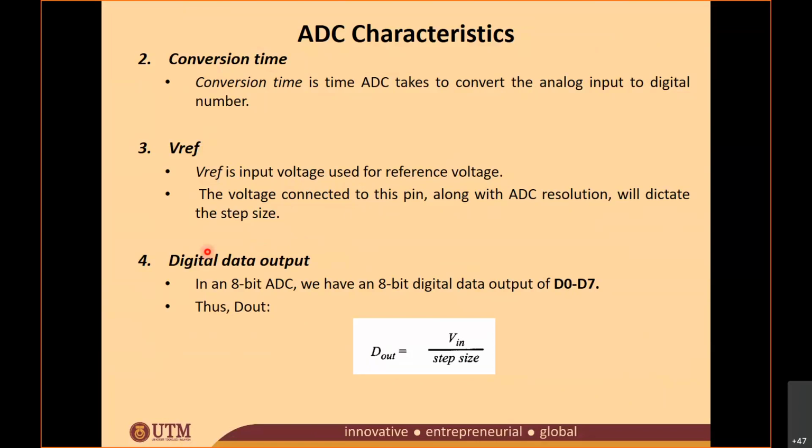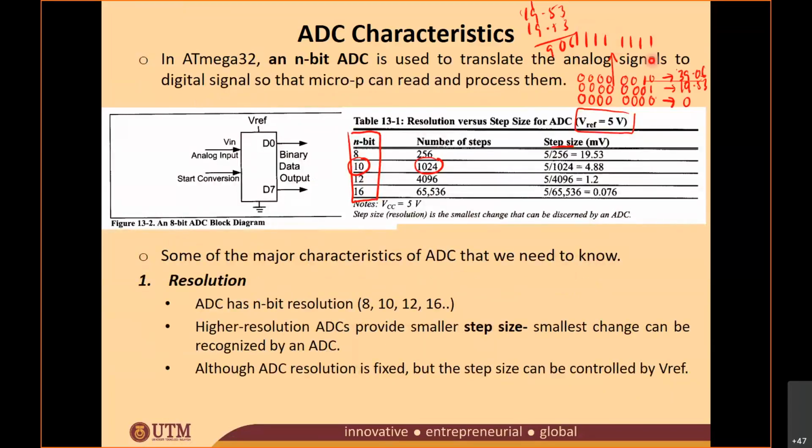All right, and then characteristic number 4 is digital data output. Okay, so in an 8-bit ADC, we have an 8-bit digital data output of D0 to D7. So this is the digital data output. If you have 8 bits, the digital data output to represent 0 volt is 00000000. If you're going to represent 5 volt, it is 11111111.